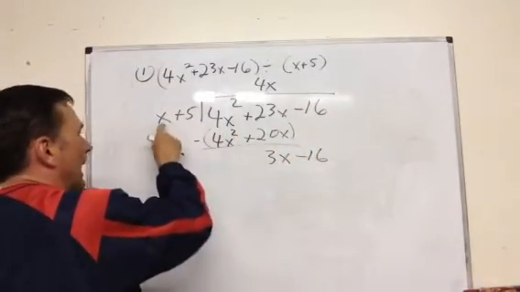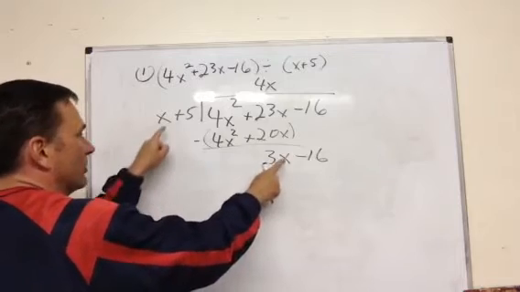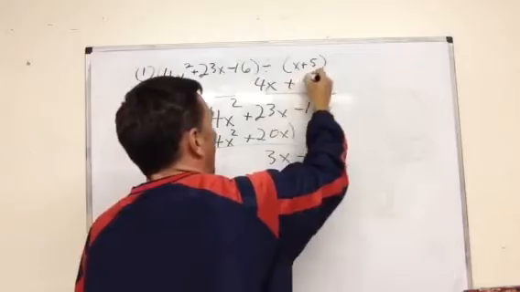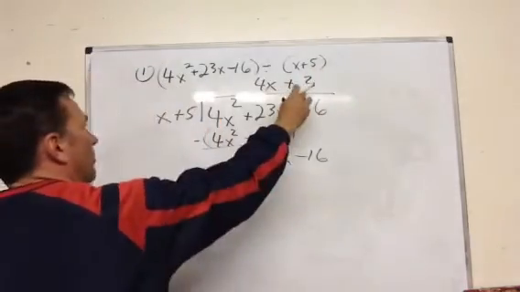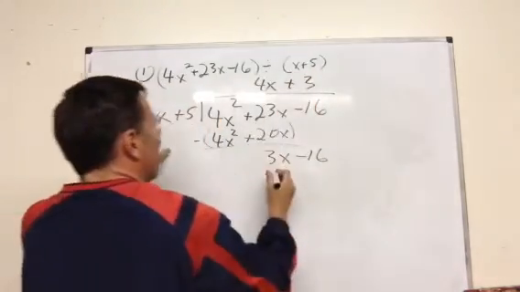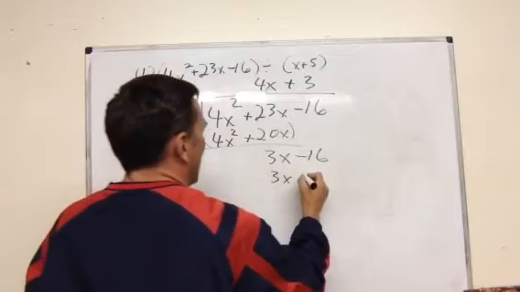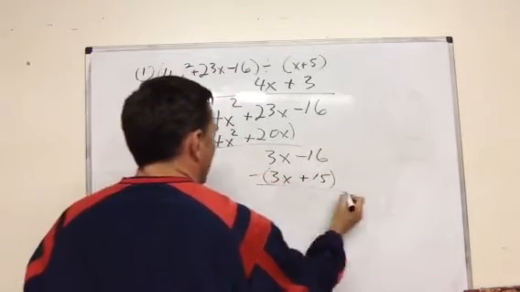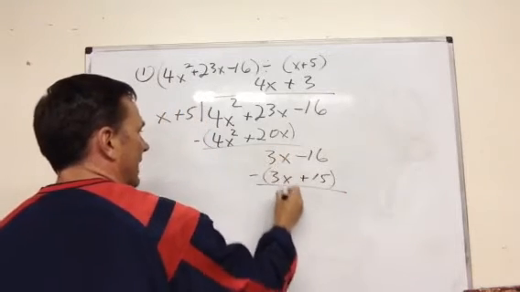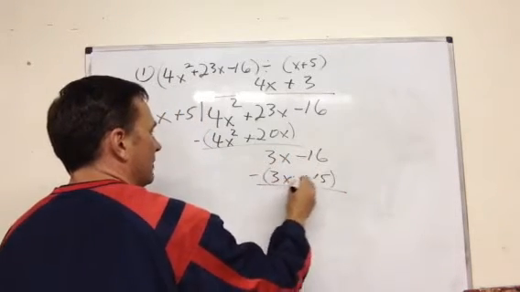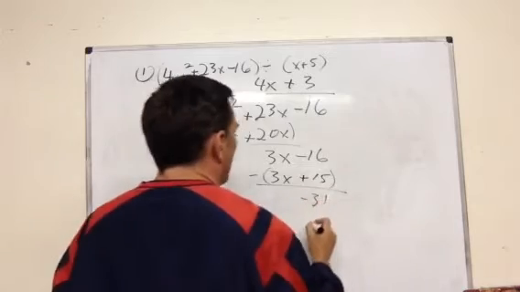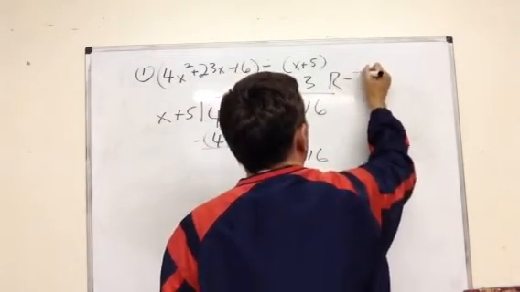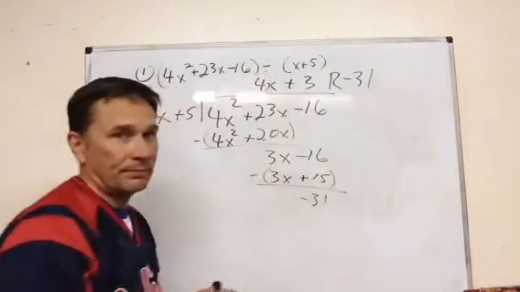What can we multiply x by to get the 3x? There's already just x and x, so we just have to multiply by a number, which is a 3. Multiply again. 3 times x is 3x. 3 times 5 is 15. Subtract. 3x minus 3x, these cancel. Negative 16 minus 15 is negative 31. So here we end up with the remainder of negative 31.